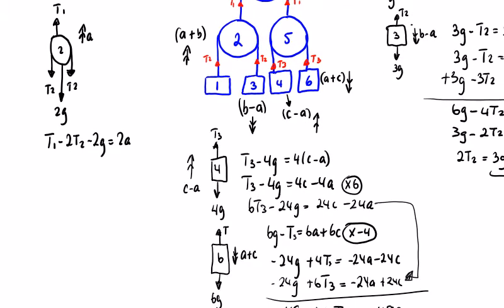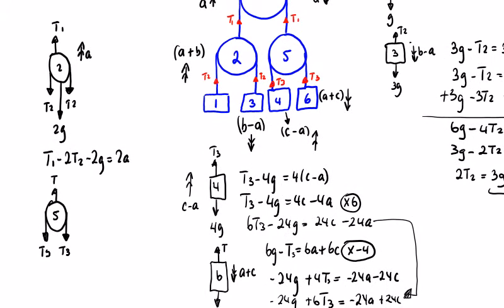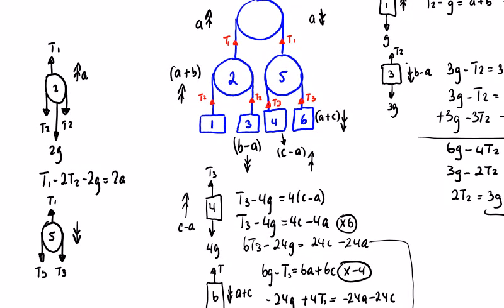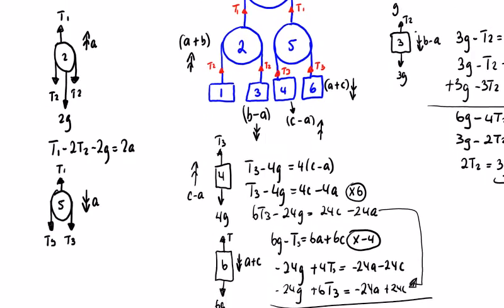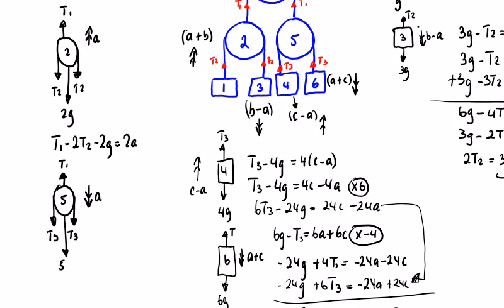And for the 5, we have my t3s here. I have my t1 here. The direction it's going is down with an acceleration of a. And we have our 5g. So the forces are 5g plus 2t3 minus t1 is equal to 5a.